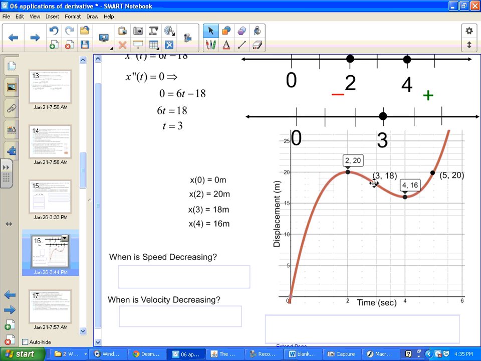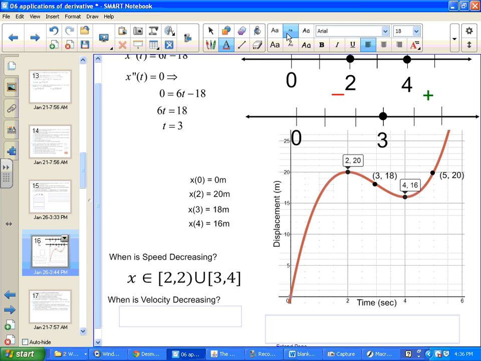And then right here, we could also argue that the object is moving in the opposite direction, but here it's moving faster, and here it's moving slower. So the speed was decreasing up till here, and then we sped up to move away, and then we slowed down to change directions again. So the speed is actually decreasing from 0, oh, that's a typo, that should say 0 to 2 seconds, or from 3 to 4 seconds.